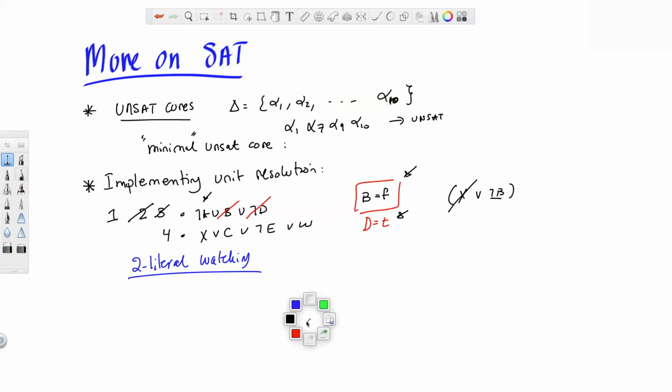If you have a certain clause, let's say this guy, X or C or not E or W, let's make it even more, or not Z. All you need to do is pick 2 of these literals and watch them, right? So I may pick this guy and that guy. And the idea is, effectively, I can ignore this clause until a change happens to one of these 2 guys. That's when I need to process it.